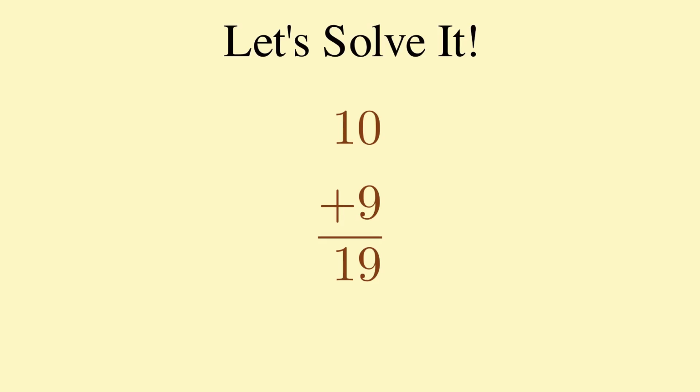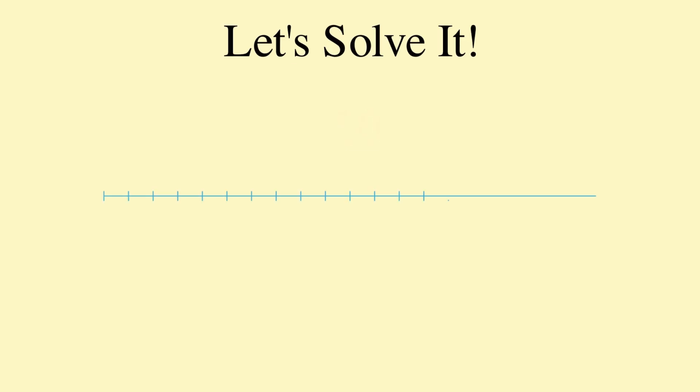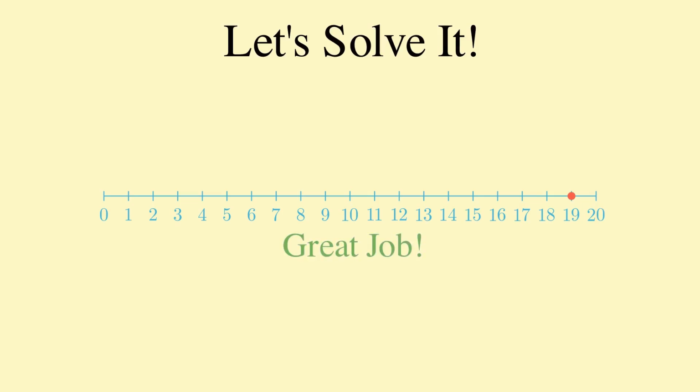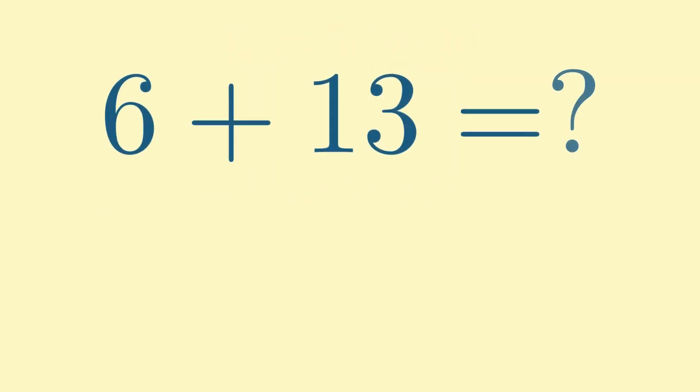We can also use a number line. Start at 10 and move 9 steps forward. 1, 2, 3, 4, 5, 6, 7, 8, 9. We land on 19. Great job! Now, let's move to the next question. What is 6 plus 13?